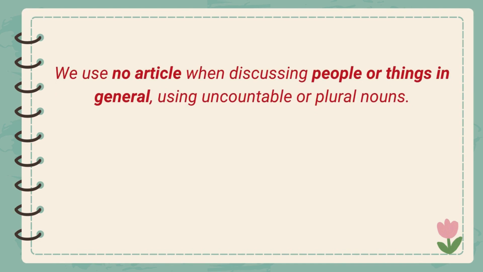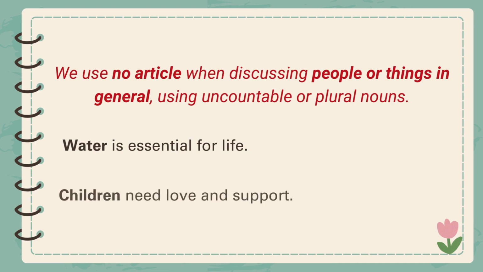We use no article when discussing people or things in general, using uncountable or plural nouns. For example, water is essential for life. Here, water is uncountable, and the sentence conveys a general truth about the importance of water. Another example, children need love and support. Children is a plural noun used generically, and no article is used to discuss their general needs.